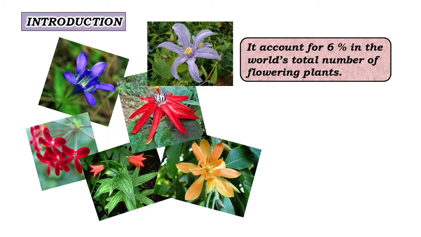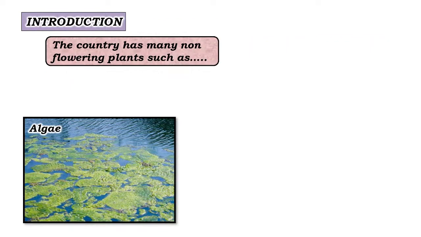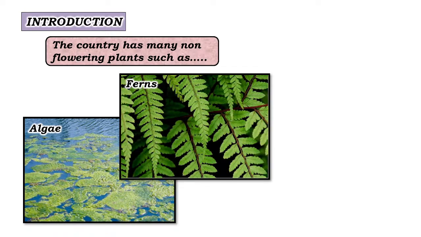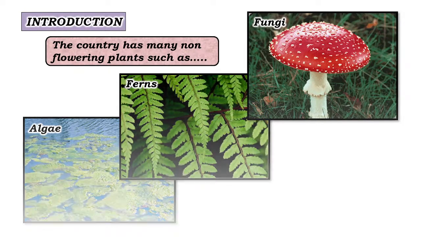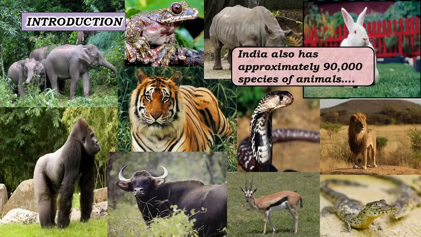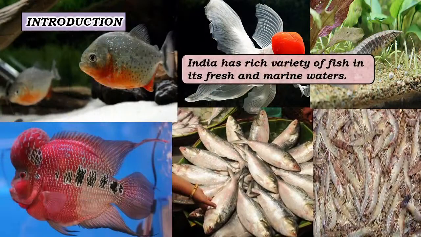Can anyone tell me what is called a China rose? Yes, China rose is nothing but hibiscus. Look at this. We have algae, we have ferns, we have fungi. So these are all types of plants and animals. Then we have different kinds of animals, 90,000 species of animal, and we are trying to relocate cheetahs in India. So look at this. India has a rich variety of fish in fresh and marine waters.